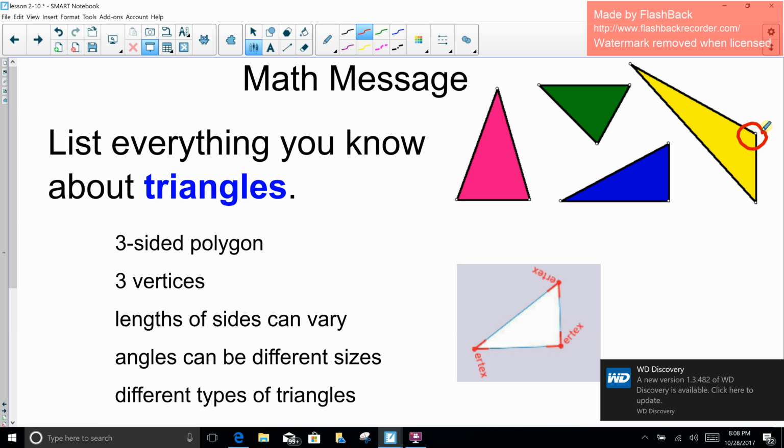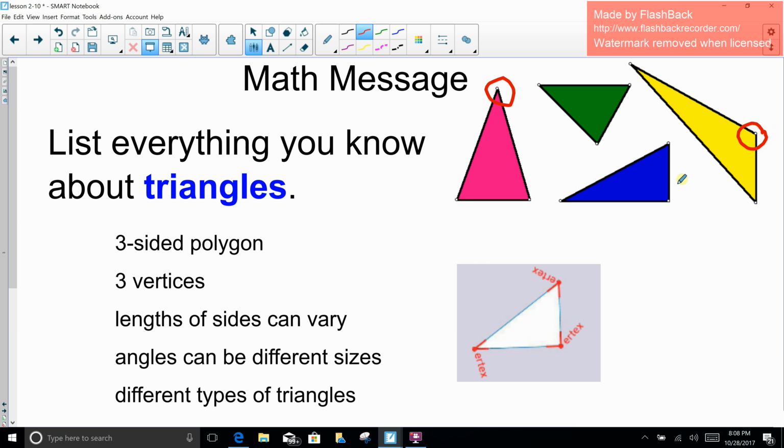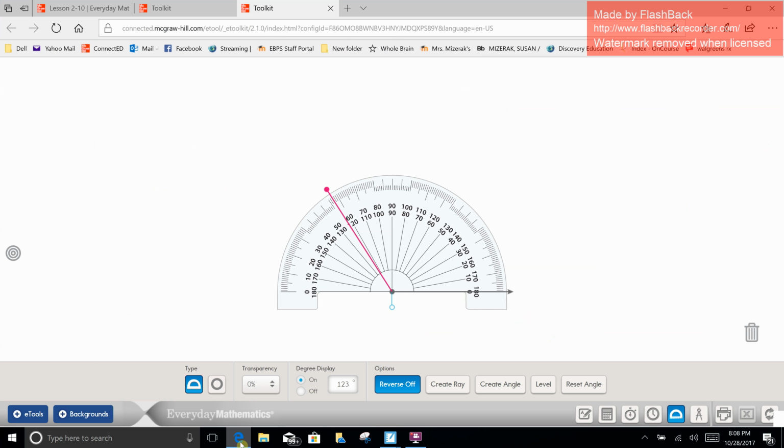Look at this angle. Look at this angle. And look at this angle. There are different types of triangles. We are going to look at types of triangles based upon their angles. So let's take a look with this protractor.